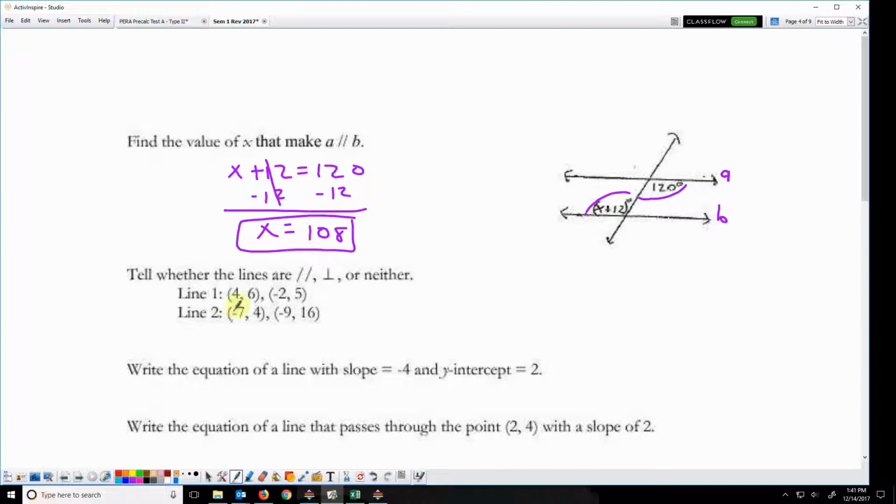Okay, are these two lines parallel, perpendicular, or neither? In order to find out, we need to find the slope. So the slope of line 1 is y minus y, 6 minus 5, over x minus x, 4 minus negative 2. Y minus y, x minus x. So that is 3 over 6, which is 1/2.